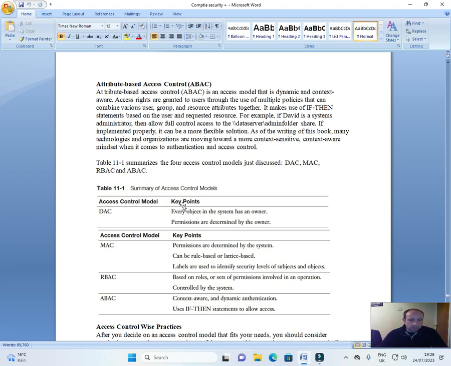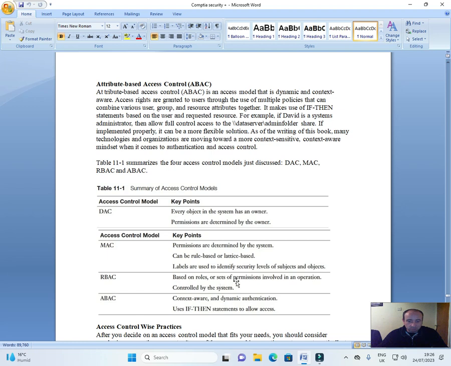Access control method key points: DAC, every object in the system has an owner. Permissions are determined by the owner. MAC, permissions are determined by the system, can be rule-based or lattice-based. Labels are used to identify security levels of subjects and objects.